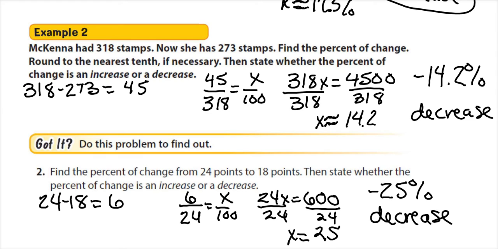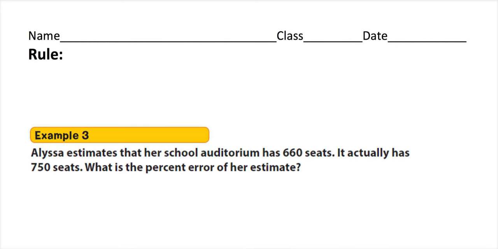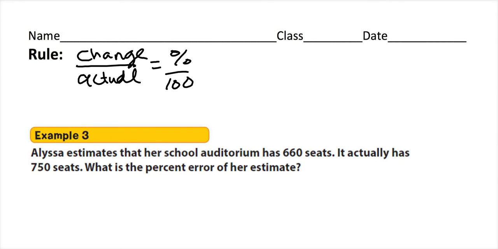All right, now we're going to switch over to the percent error part, which is pretty similar to this one. This rule is called change over actual. Change over actual equals percent over 100. And again, change means high minus low, so there's nothing new. It's just you're going to have actual instead of original.